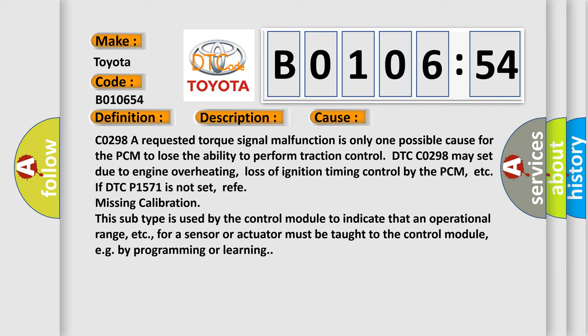C0298, a requested torque signal malfunction, is only one possible cause for the PCM to lose the ability to perform traction control. DTC C0298 may set due to engine overheating, loss of ignition timing control by the PCM, etc. If DTC P1571 is not set, there is a missing calibration. This subtype is used by the control module to indicate that an operational range, etc., for a sensor or actuator must be taught to the control module, e.g.